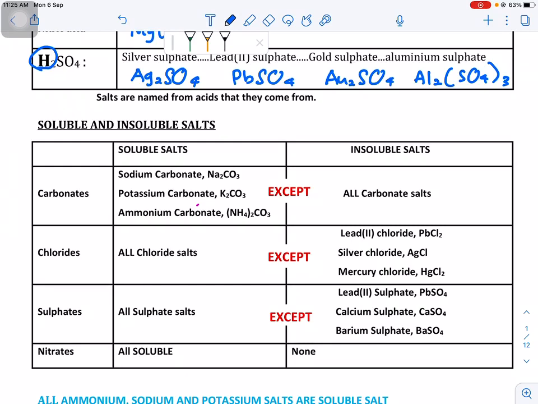We can classify these salts into two, either soluble salt or insoluble salt. This table is really important and you must memorize it, because it is going to make it easier for you to prepare the salt. It's like you want to cook something, you want to make a cake. If you don't recognize that it is a cake, you will prepare the wrong ingredients.